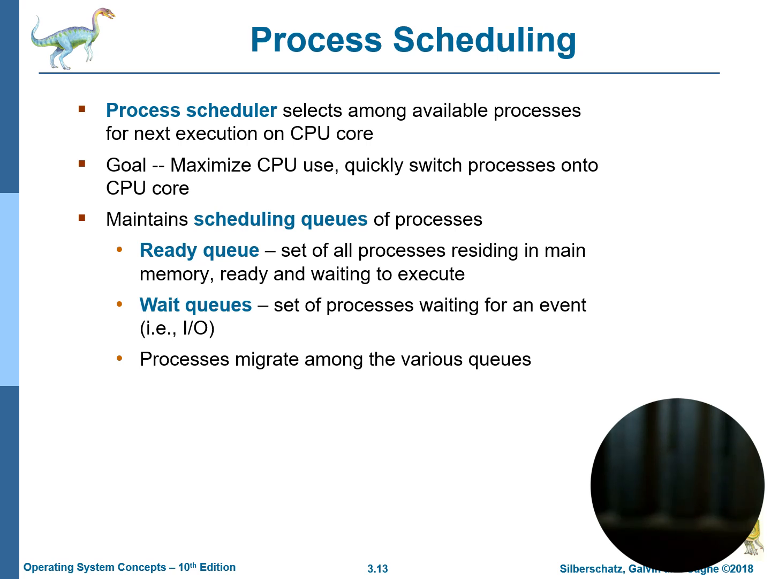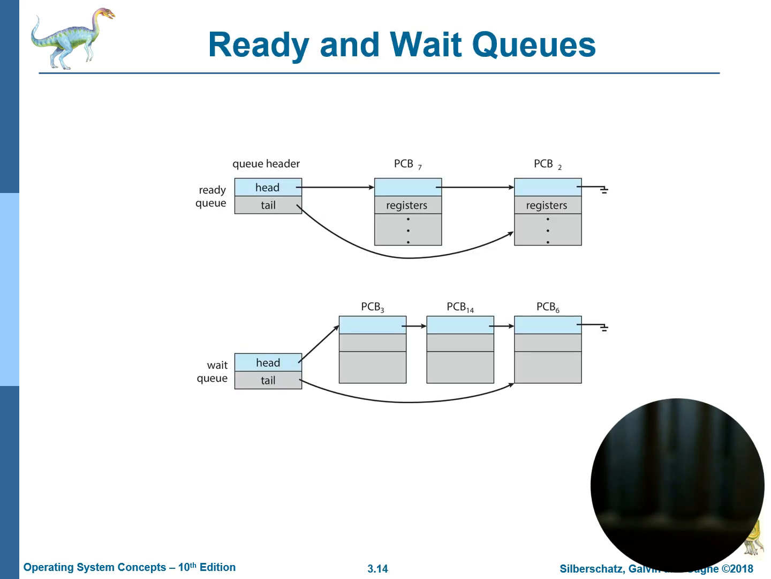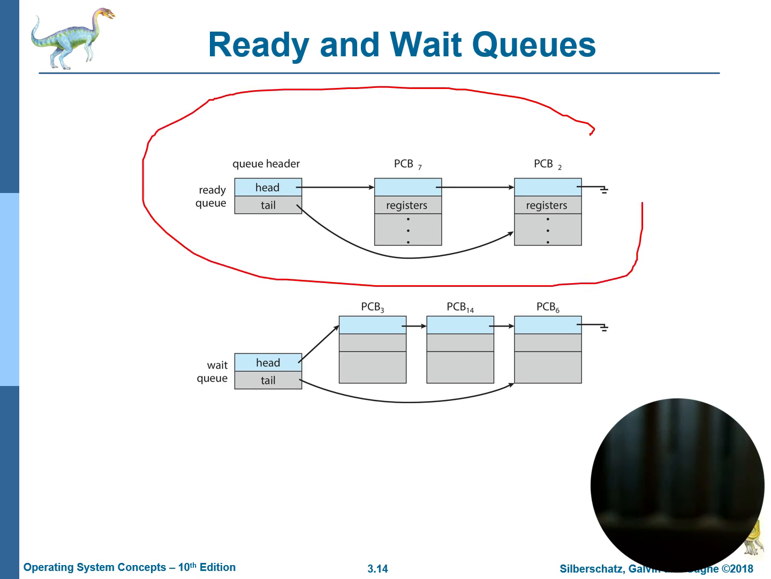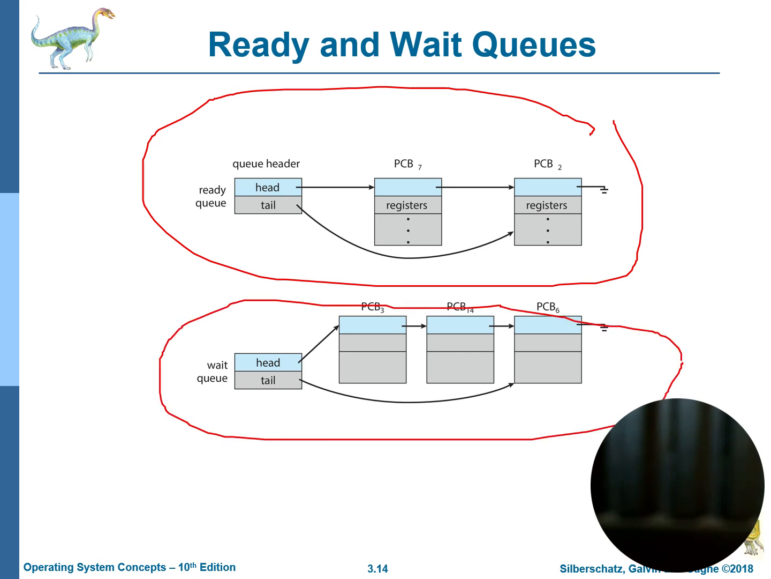So processes can migrate among queues if there are many processes, and now queuing becomes complex. Look at what we are saying. We have a ready queue, a queue for the processes that are already ready to be run. Then we have a wait queue, a queue of processes that are waiting for resources or some events, right?